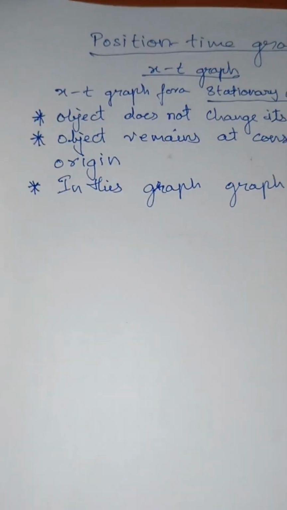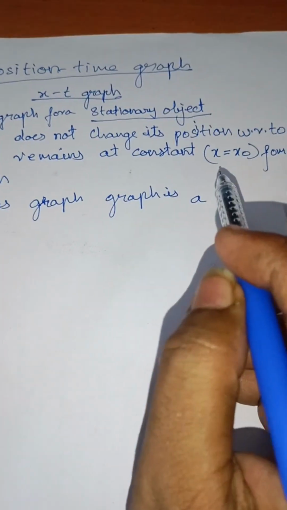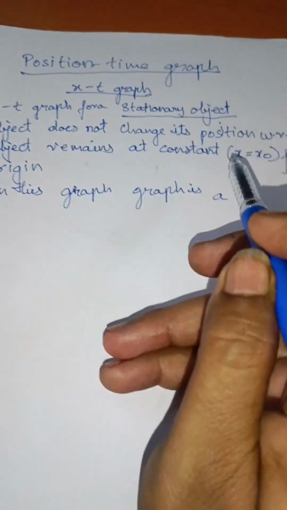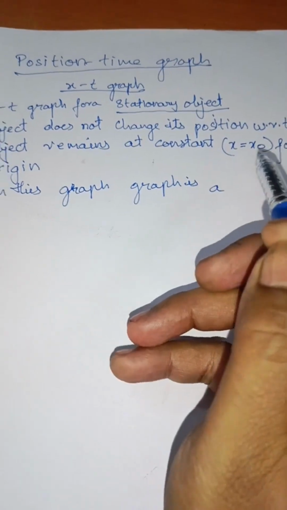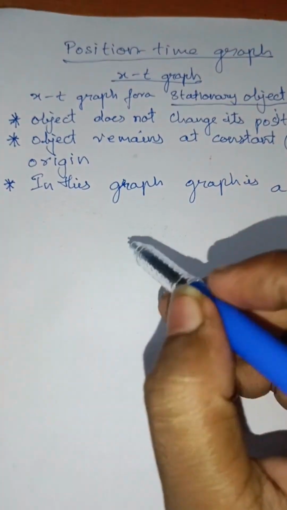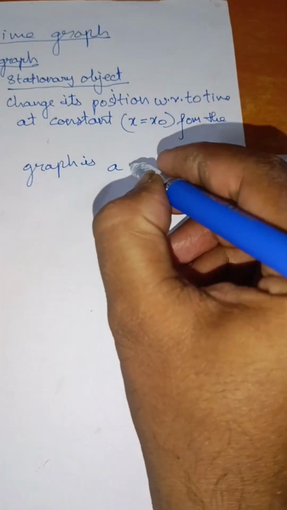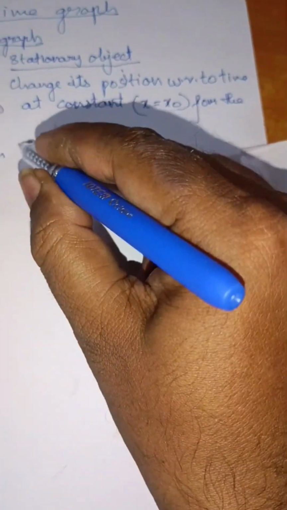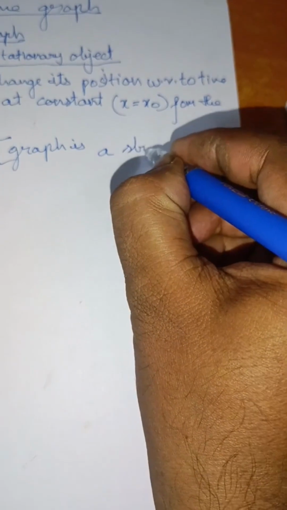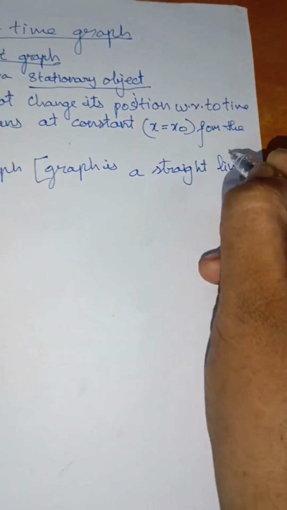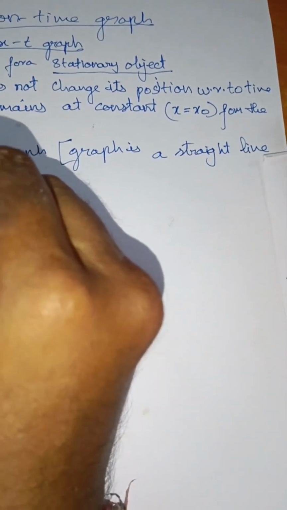We are going to discuss the position-time graph. As you know very well, point number 1: the object does not change its position with respect to time. The object remains at a constant distance x equal to x naught from the origin. In this case, the graph is a straight line parallel to the x-axis.